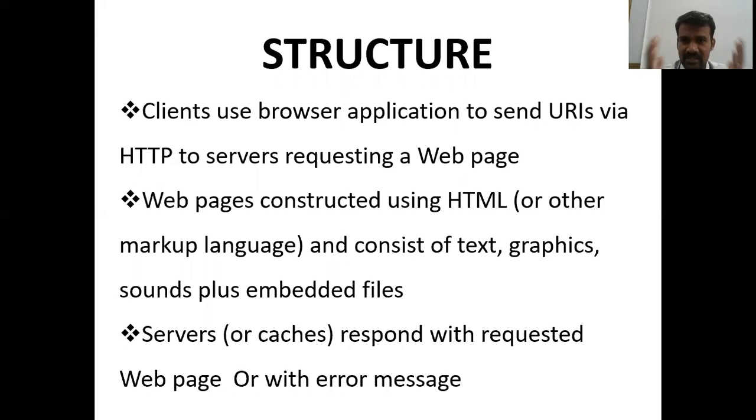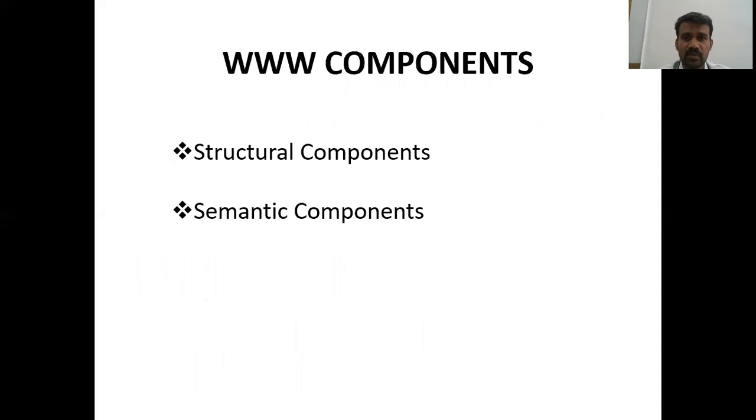The web page is constructed in HTML, though it might be another markup language. We basically prefer HTML, consisting of text and graphics, sound, plus embedded files. The server or cache responds to the requested web page. If it is able to find it, it sends a response back. Otherwise, it sends an error message that whatever you requested is not available. The WWW contains two components: one is a structural component, another is a semantic component.